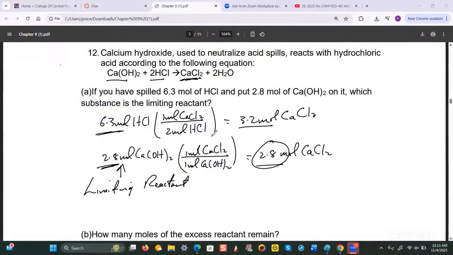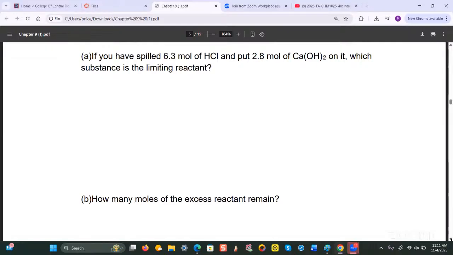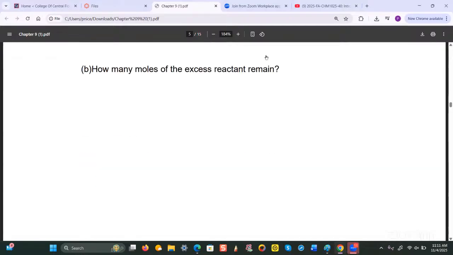Okay, any other questions before we move on to the B part? All right, so let me clear this here. And in the B part, they're asking how many moles of excess reactant remain. Now, we know that the limiting reactant is the calcium hydroxide, right? In fact, let me write this down here, 2.8 moles of the calcium hydroxide, all right? So the question is asking how much of the excess reactant remains.